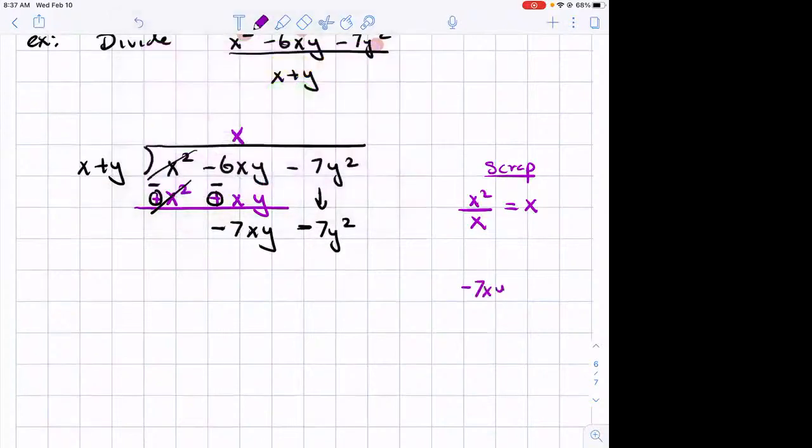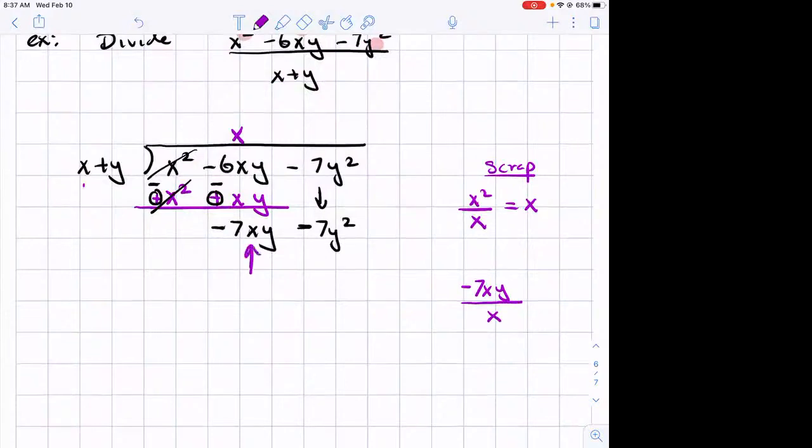Minus 7xy divided by x. Okay? Always the first term by the first term. We don't care about the plus y. When we distribute, we work with that. Okay? So you're not leaving out anything. And this becomes, the x's will cancel out, minus 7y. Okay? So minus 7y.